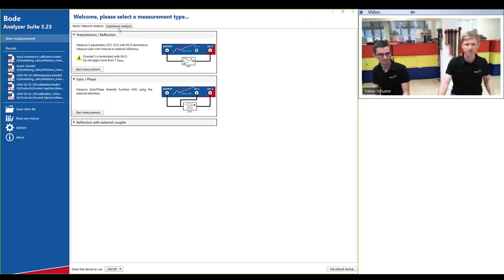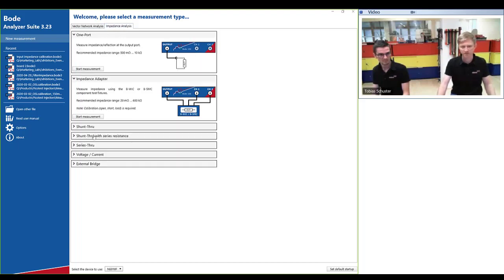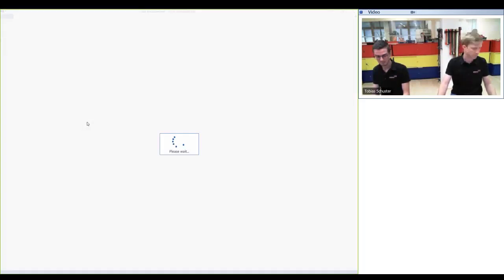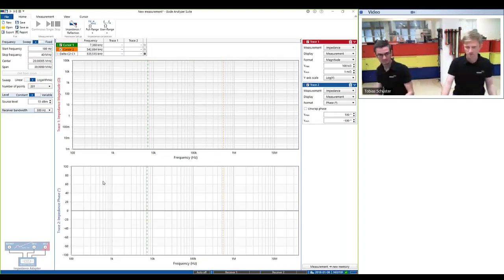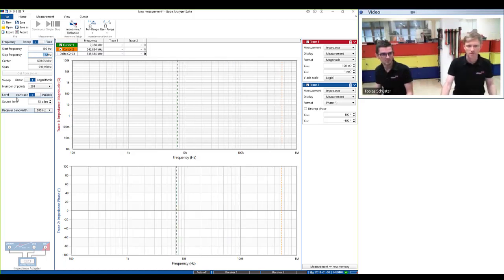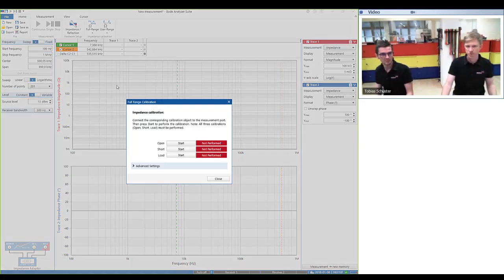And in that Bode Analyzer Suite I select impedance analysis and impedance adapter measurement. And we will measure from, what did we say? Roughly, I think the filter, 100 Hertz to a megahertz or so. Yeah, that's enough. And we're going to do a calibration. I think a full range calibration is sufficient.